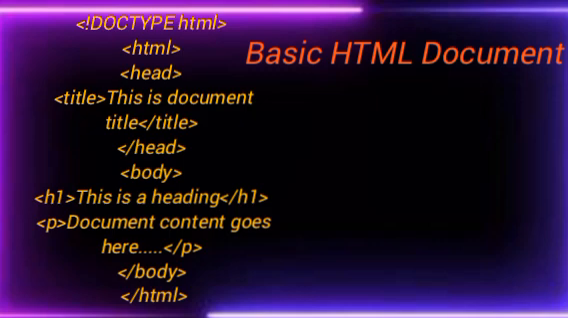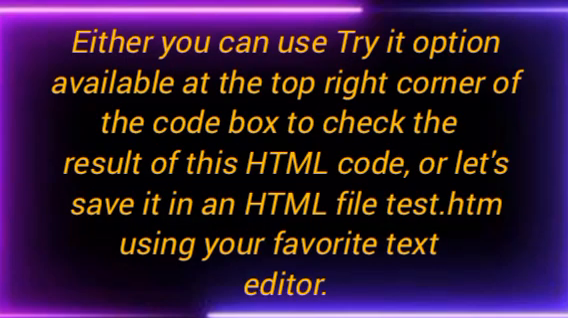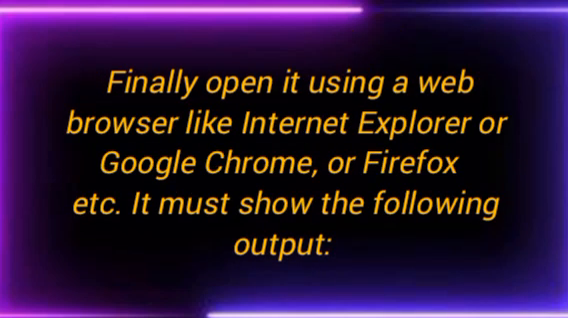Basic HTML document. In its simplest form, following is an example of an HTML document. Let's see the document. Observe well. Either you can use the Try It option available at the top right corner of the code box to check the result of this HTML code, or let's save it in an HTML file test.html using your favorite text editor. Finally, open it using a web browser like Internet Explorer, Google Chrome, or Firefox. It must show the following output.